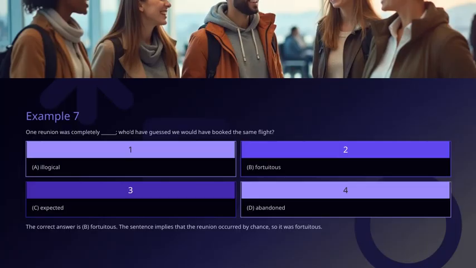Let's take a look at example 7. The sentence says, "One reunion was completely ___. Who'd have guessed we would have booked the same flight?" Now, the options are illogical, expected, fortuitous, and abandoned. The key here is understanding the context. The sentence suggests that the reunion was a surprising or chance occurrence. So, which word best fits that idea?